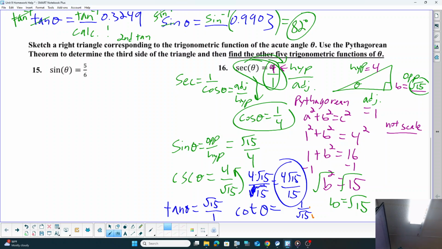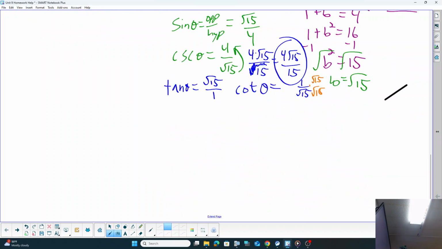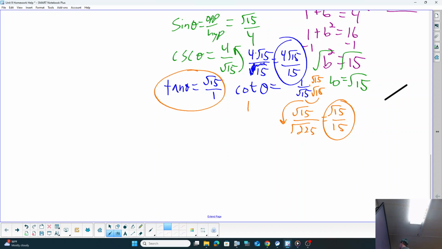So we're going to times it by radical 15 to the top and bottom. And when you do that, you get radical 15 on the top, over 15 times 15, which is radical 225, which is radical 15 over 15. There you go. Put radical 15 on the top and make it not radical in the bottom. And there we go. We found all of our 6 trigonometric functions.